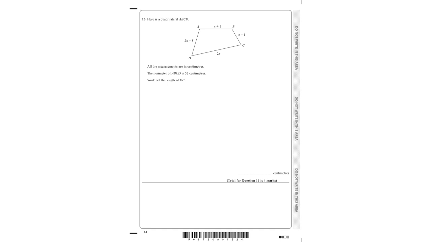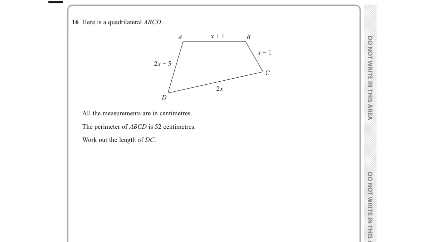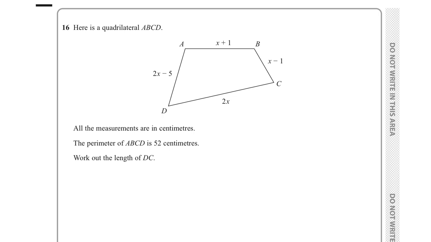Okay, number 16. All measurements are in centimetres. The perimeter is 52 centimetres. Work out the length DC. Okay. All we really need to know, I didn't care that it's in centimetres, is that the perimeter is 52. Perimeter means all the edges added up. It's the journey around the shape.